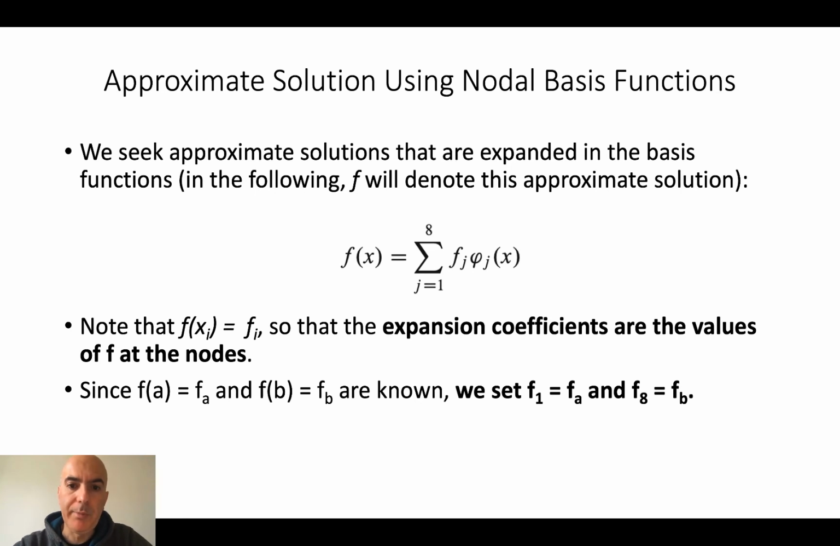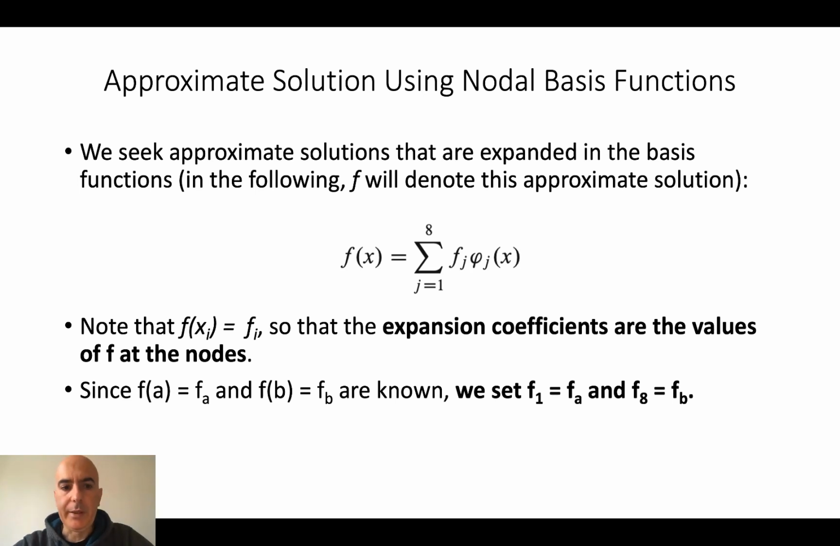Our problem will be to determine this f_j by using the weak form formulation, as we will see in the next slide. So our job will be to determine this f_j. Note that f at x_i is equal to f_i. So the expansion coefficients are nothing else than the values of f at the nodes.